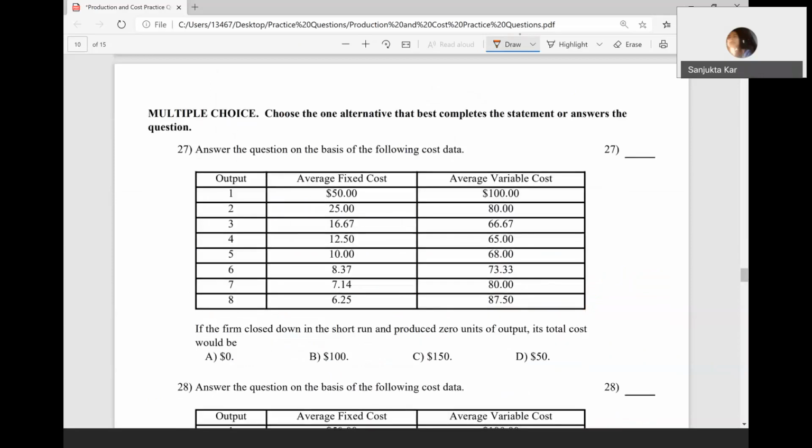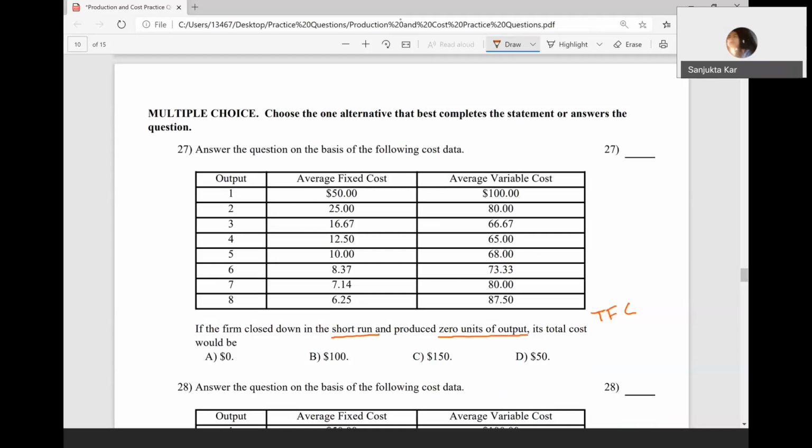Now take a look at question number 27 here. Looks like a lot of math, but we do not have any math in this question, we just need to know a simple trick here. The question is asking if the farm closed down in the short run and produced 0 units of output, its total cost would be how much? So, what is the definition of total fixed cost? That means this is the cost we have to incur even if the output is equal to 0.